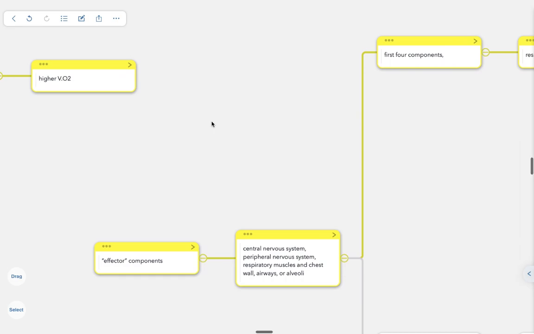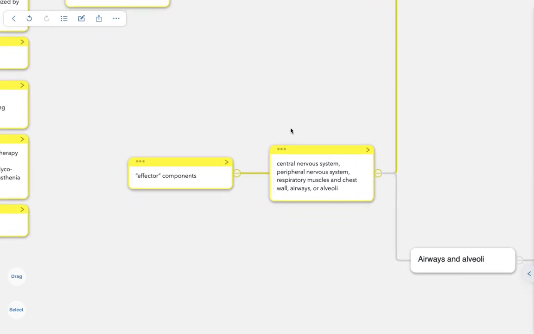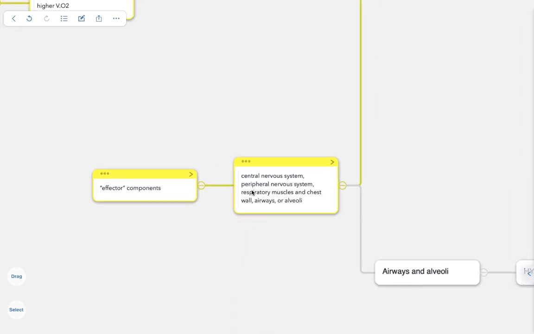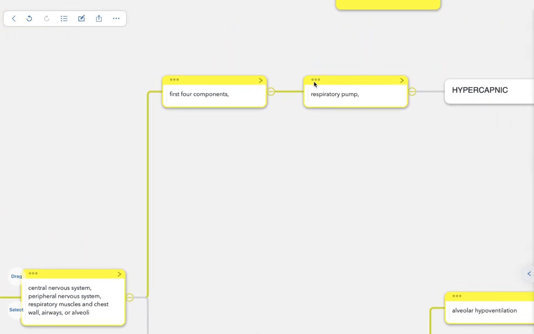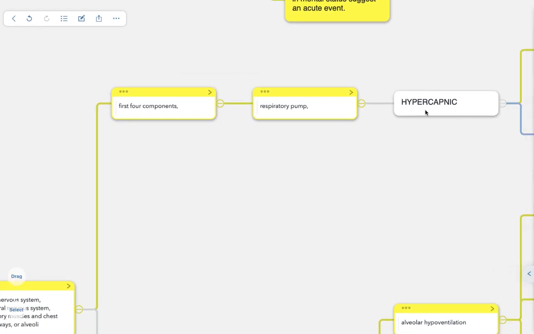So now let's understand this from a different perspective. We know that the basic function of breathing consists of an intricate network of various organs in our body, right from the central nervous system to the intercostal muscles to the lungs. We call these the effector components. The effector components are the CNS, the peripheral nervous system (PNS), the respiratory muscles and chest wall, and the airways or alveoli. The first four components, that is the CNS, the PNS, respiratory muscles, and chest wall, constitute what we call the respiratory pump. Failure of the respiratory pump leads to hypercapnia.